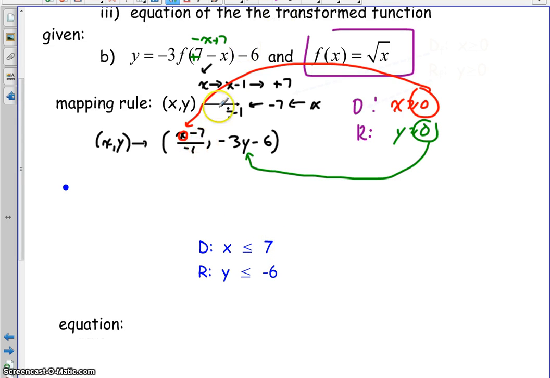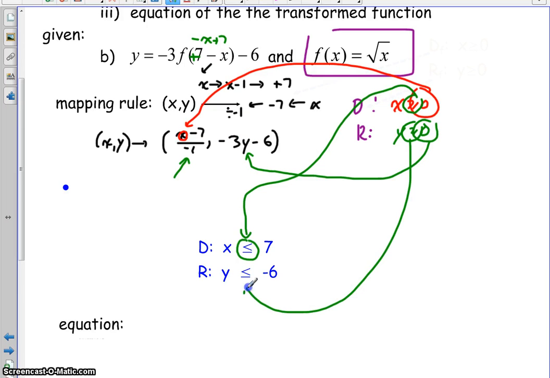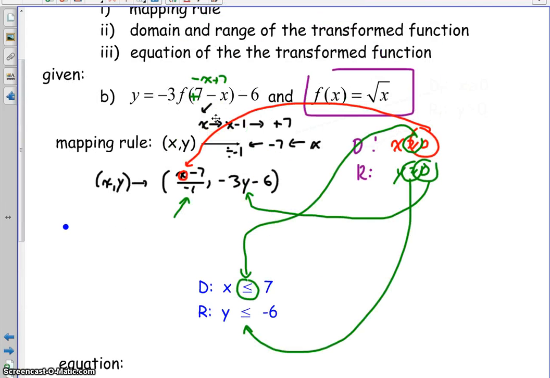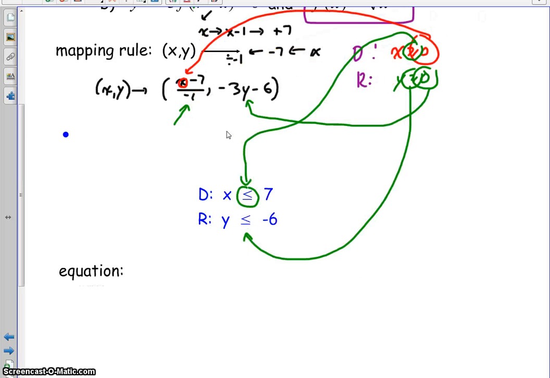Now, the one thing you have to note here is I, again, divided by a negative, so that changes the direction of the sign from greater than or equal to 0 to less than or equal to 0. So you have to keep in mind that that could happen. For my range, same idea, put the 0 into the mapping rule. 0 times negative 3 is 0, minus 6 is negative 6. The direction of my sign, again, this was multiplied by a negative, so the direction of the sign changes from greater than or equal to less than or equal to. So again, all you need was the original domain and range and your mapping rule, and you were able to get your new domain and range.